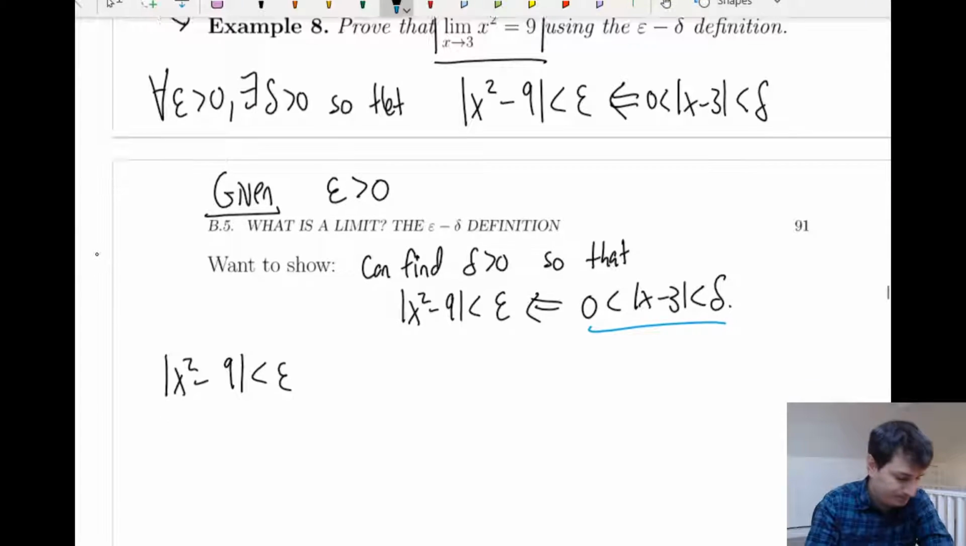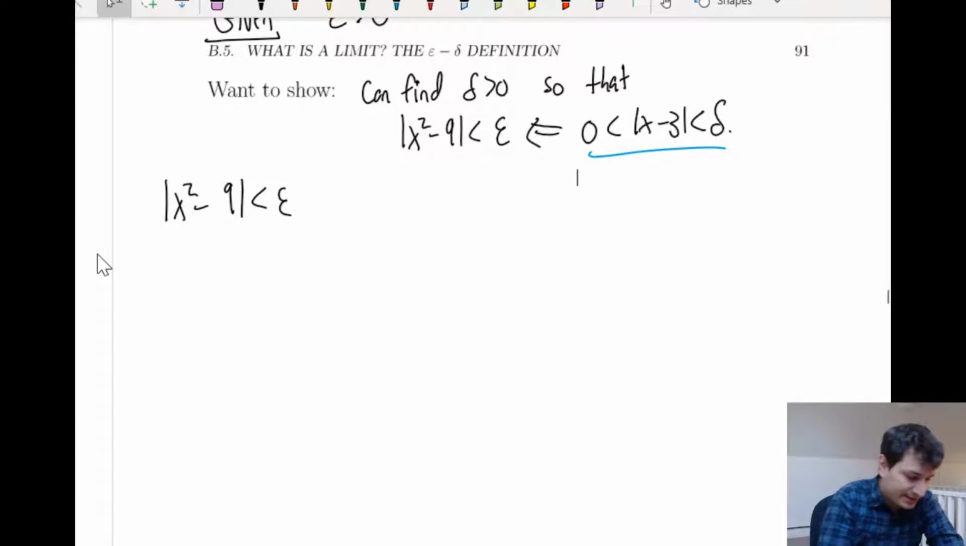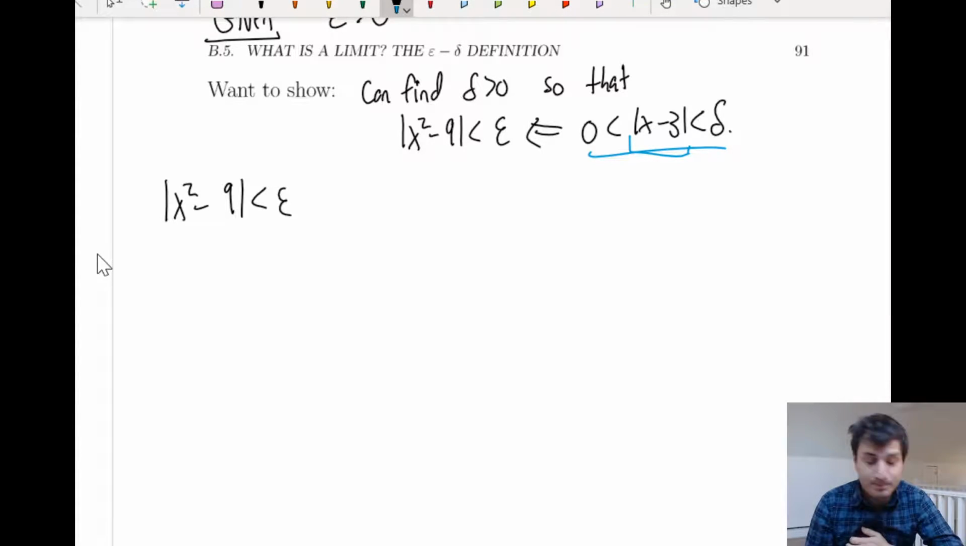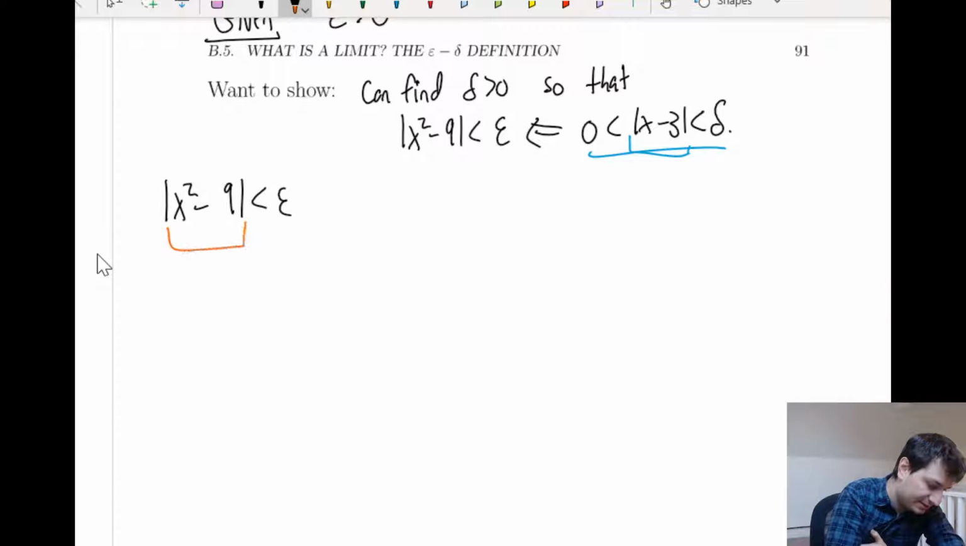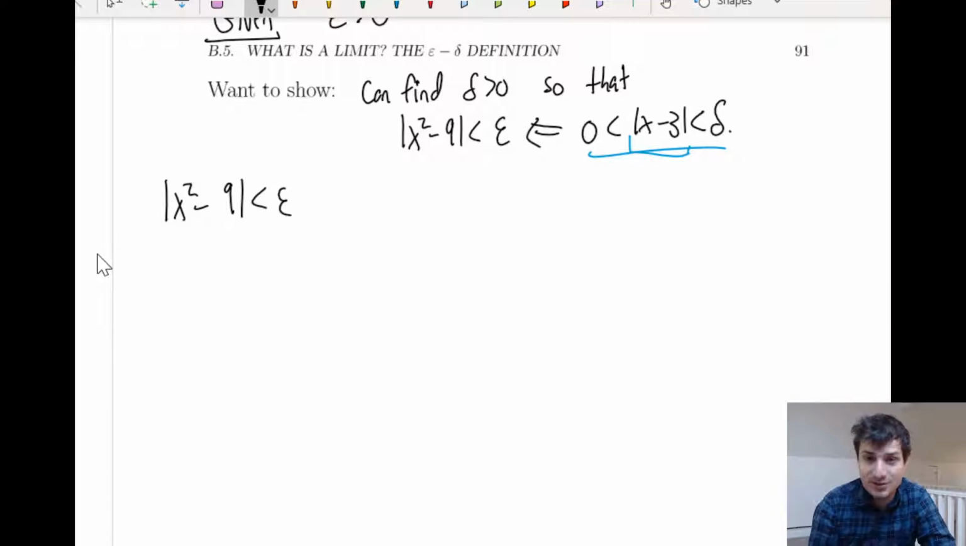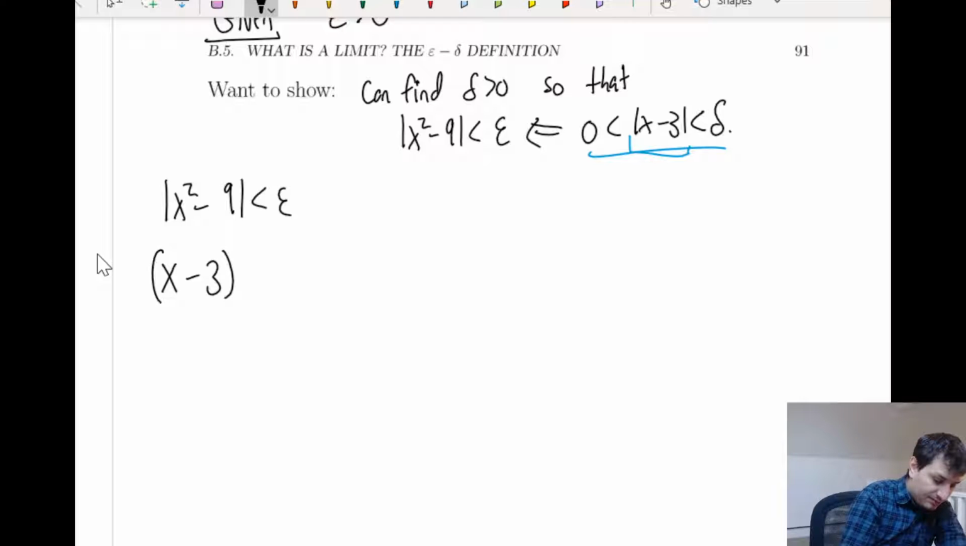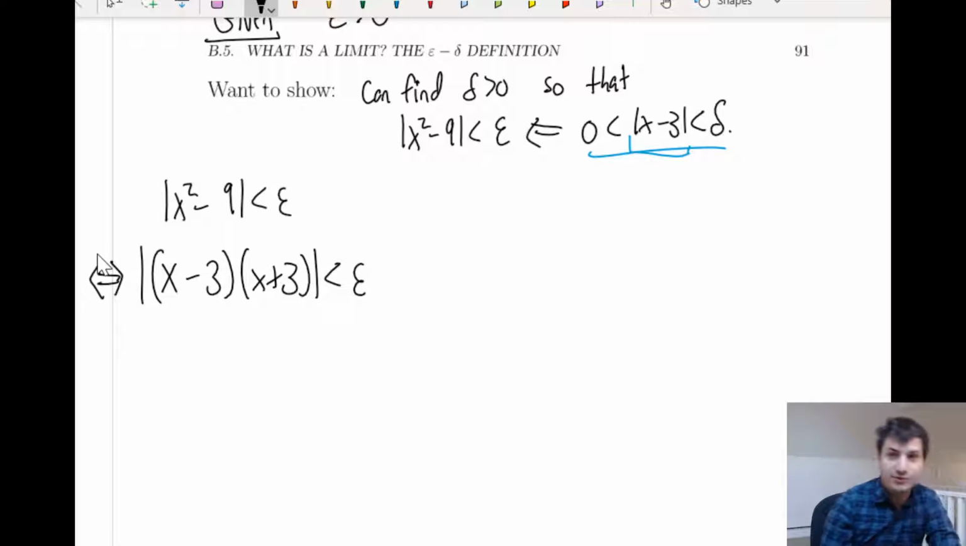So that's our goal. The first thing to realize is to keep your eye on what you're trying to look for. We're trying to look for an x minus 3. We have an x squared minus 9. How is x squared minus 9 related to x minus 3? The answer is you can factor x squared minus 9. In fact, it's a nice difference of squares. So you can factor it as the absolute value of x minus 3 times x plus 3 less than epsilon. So those are the same. We're just doing algebra. That's a reversible step.